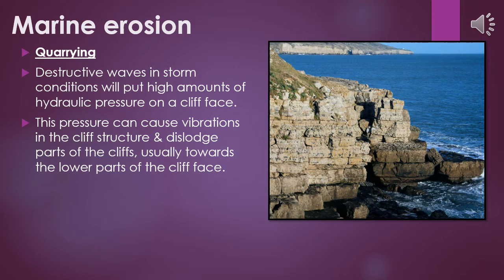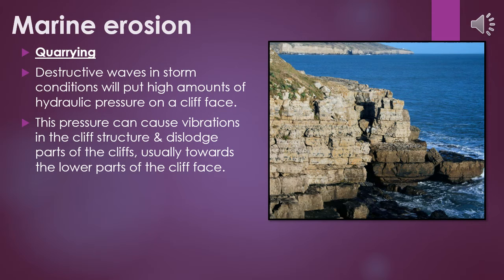So type number 4 is called quarrying. Now this is where a destructive wave hits the cliff with such pressure that the vibrations from the wave will travel through the cliff and dislodge parts of it, usually the lower parts of the cliff face.